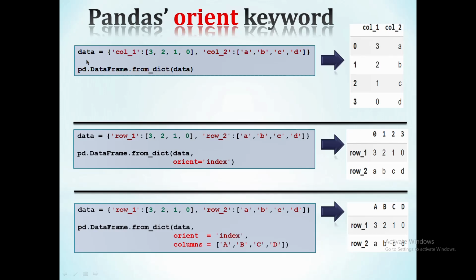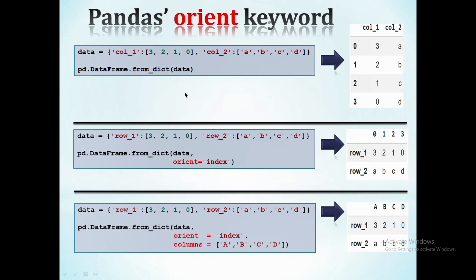In the first one, I have created two columns, column 1 and column 2. This is a dictionary, and I am converting this dictionary to a data frame using pd.DataFrame.from_dict of data. The output will be like this. Here we are not referring to any index.